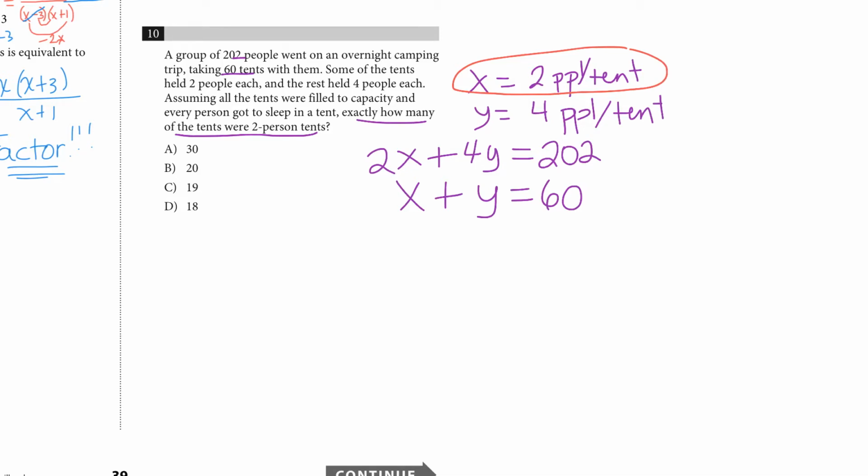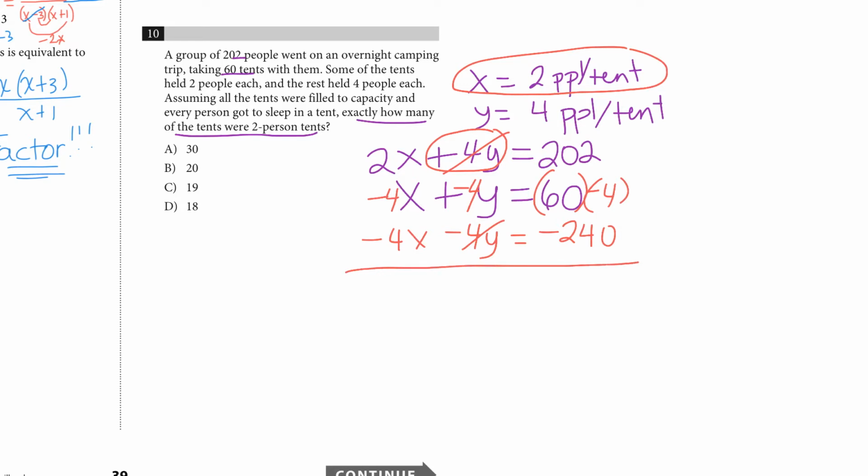So if we want to solve for X, then we need to eliminate Y. How do we cancel out Y? So we have 4Y here, and we need to have a minus 4Y here. So multiply everything on the second equation by a negative 4. So this becomes a negative 240 here, and you have a minus 4Y there, and a minus 4X there. And so the 4Y and the minus 4Y will cancel out. So 2X minus 4X is a minus 2X. And here you're going to have 202 minus 240. It's going to be negative 38.